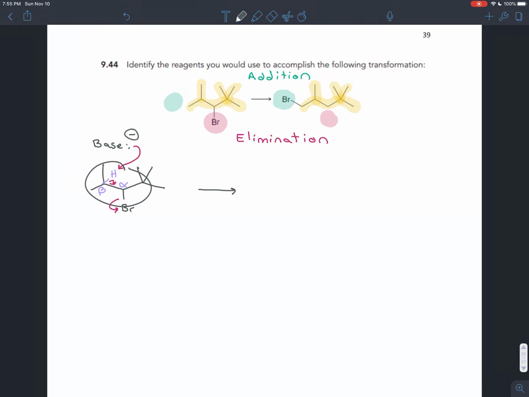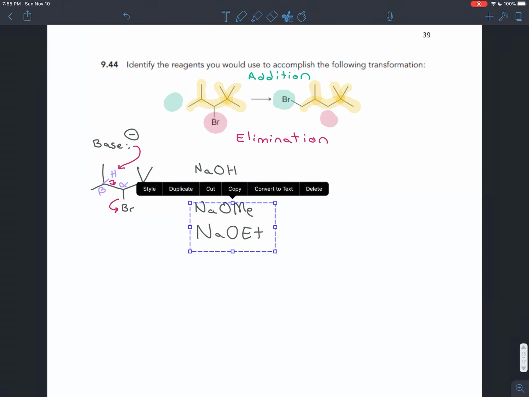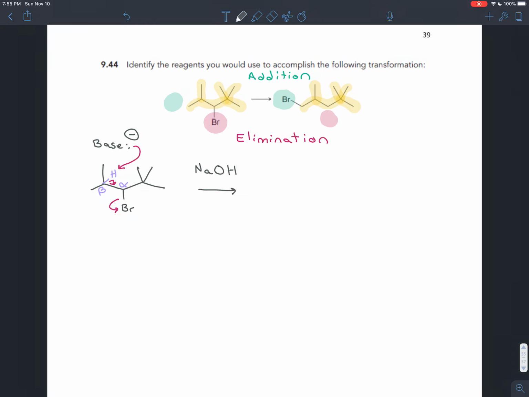You could see that this is kind of a crowded area, though, so you might try to improve efficiency by using a skinny base like sodium hydroxide. You could also use sodium methoxide or sodium ethoxide. Any of those would work. I'm just going to use sodium hydroxide here. And what that would give you after that elimination reaction is a pi bond in the direction of the beta hydrogen that you stole, so to the left here.